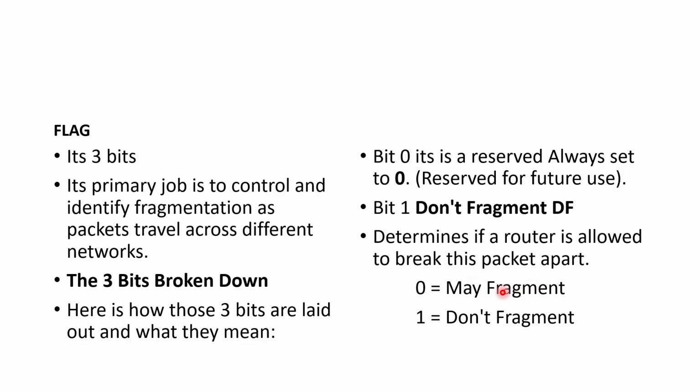So if the field is set to bit 1, which is don't fragment, DF, and the value is 0, it means the router may fragment those packets. And if it is set to DF and the value is 1, it means the router should not fragment that packet.